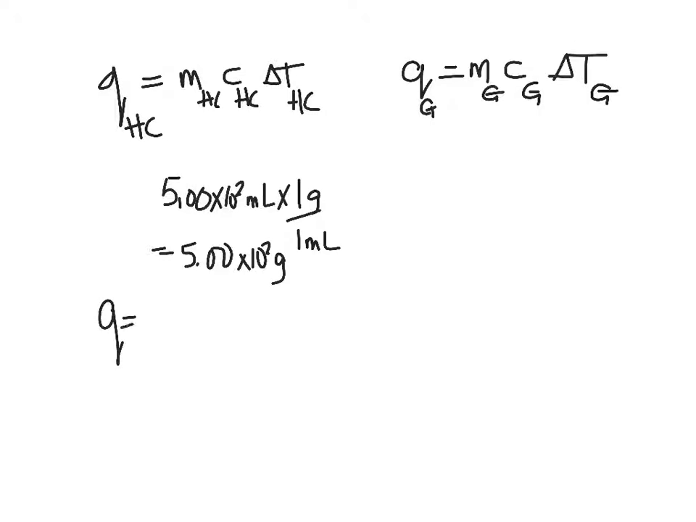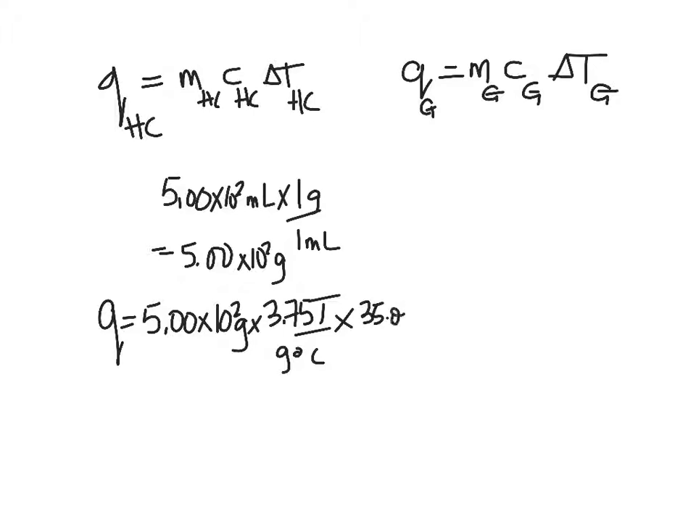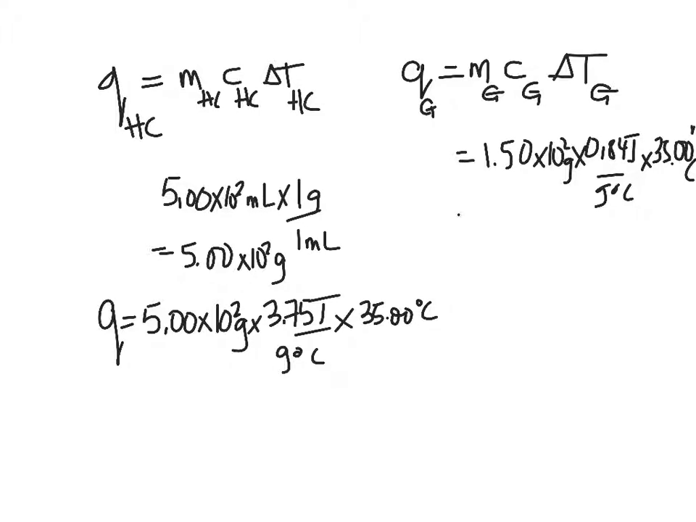So Q is equal to 500 times 3.75 times 45 minus 10, and then this one is 150 times 0.84 times 35. So you can get Q for both the liquid and the glass cup.